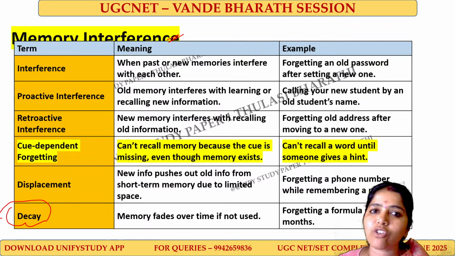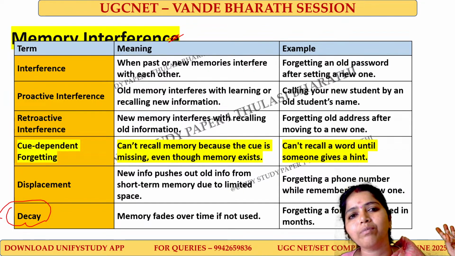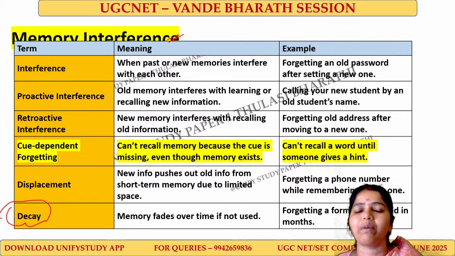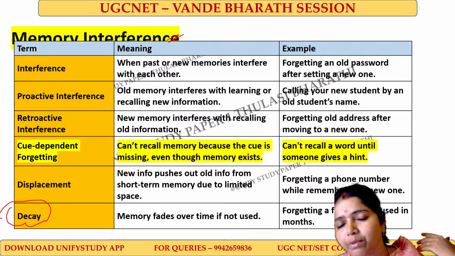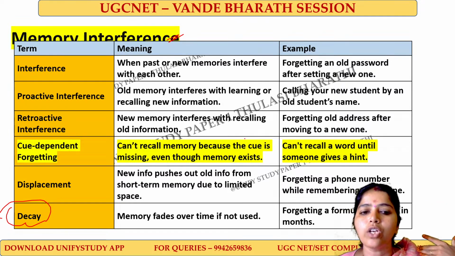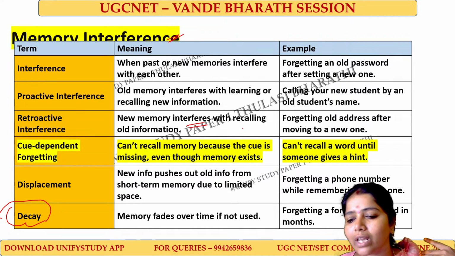Retro means back, right? So I am forgetting my old thing because the new thing has occupied my memory. The new memory interferes with recalling the old information, and that is called retroactive interference.